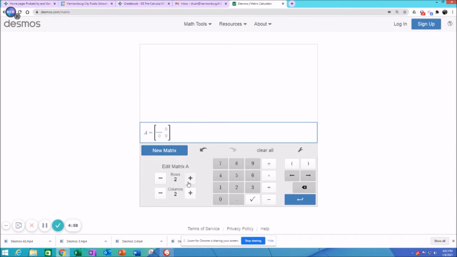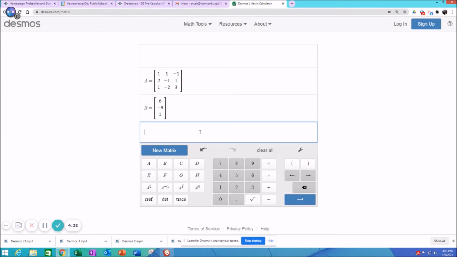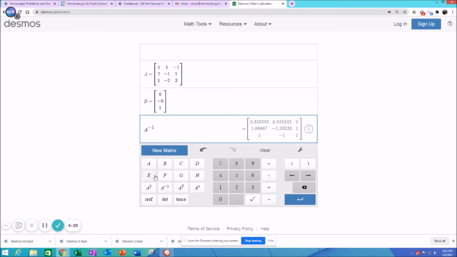Okay, so we've got to create our new matrix, 3 by 3. Okay, and our matrix B. And we need A inverse times B. And it gives us our X matrix there. So X is negative 1, Y is 23, and Z is 16.